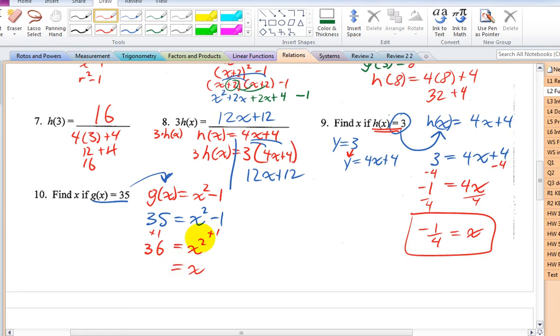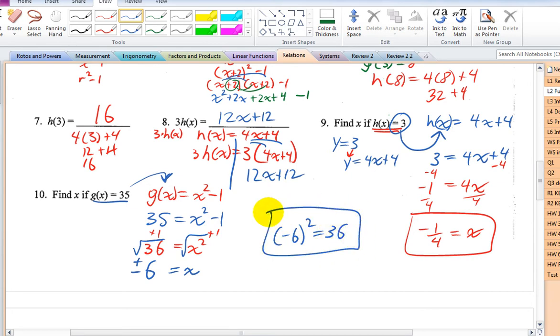Then we have to square root both sides, just like Pythagoras. Square root, square root. So what's the square root of 36? 6. Is that the only answer? Yeah. Could also be a negative because negative 6 squared also equals 36. How come we've never done that before? Why don't we do that for Pythagoras?